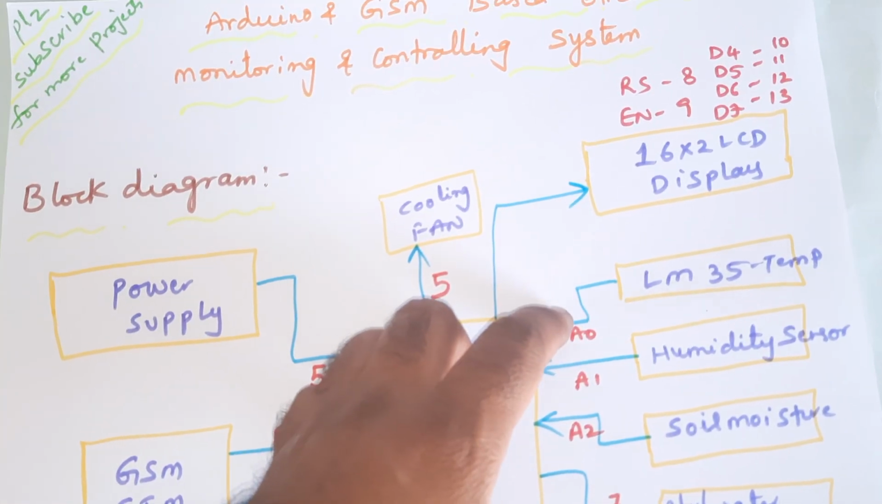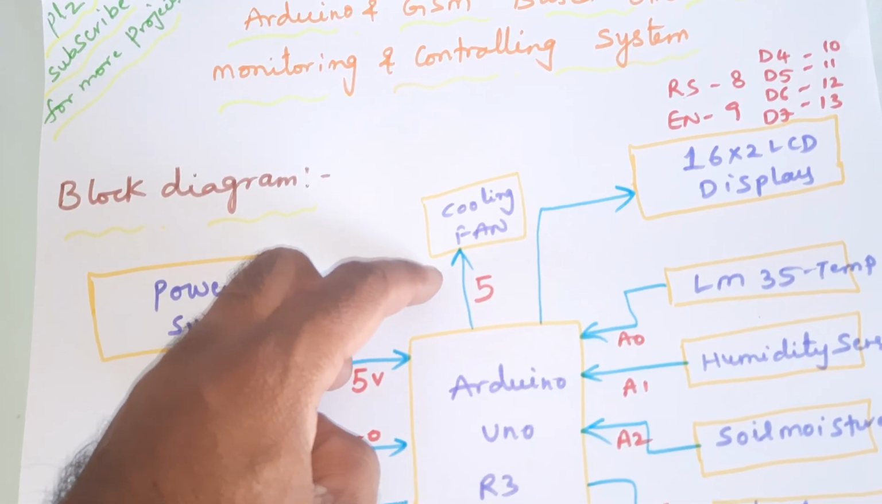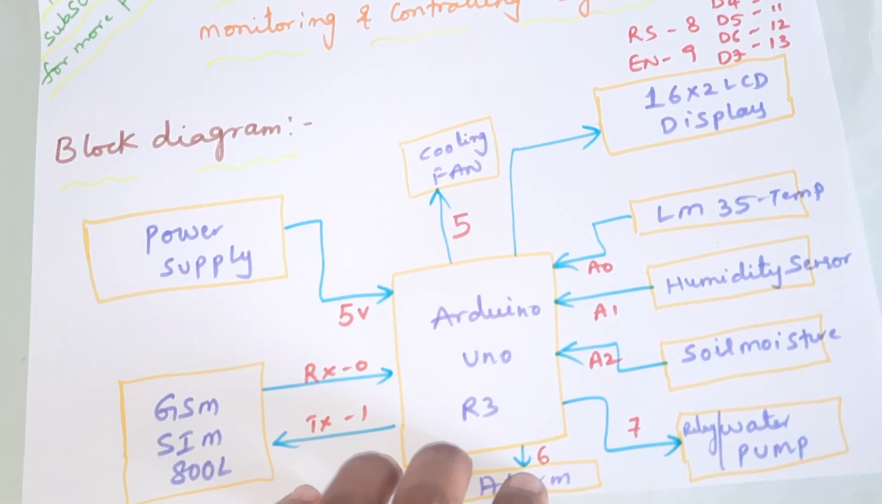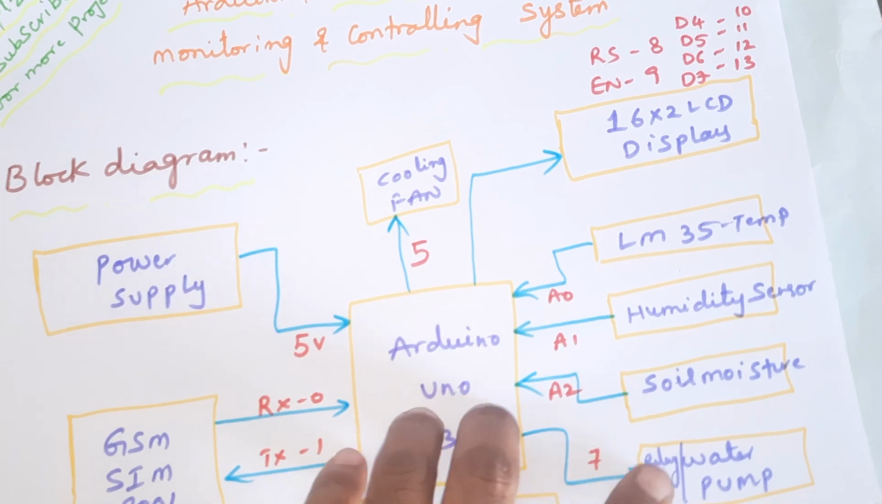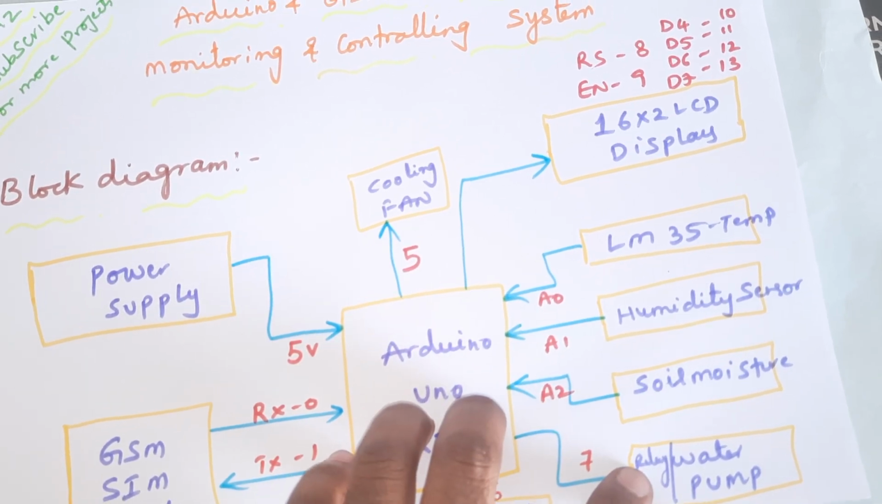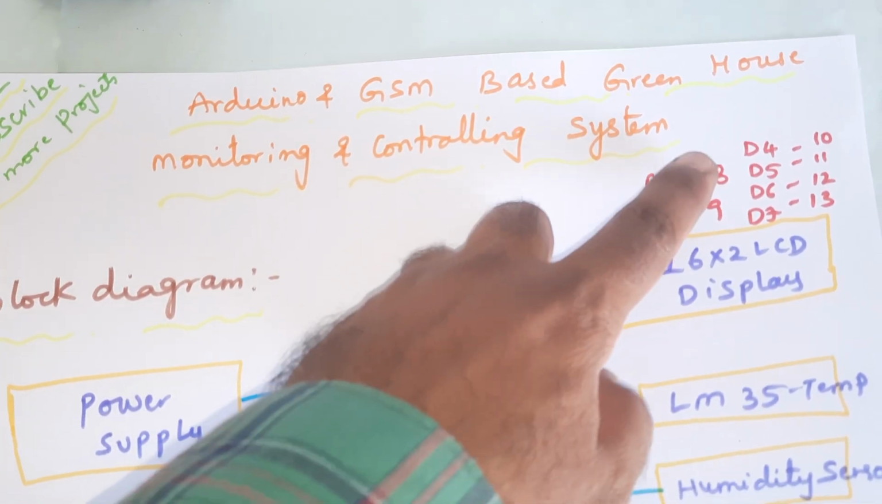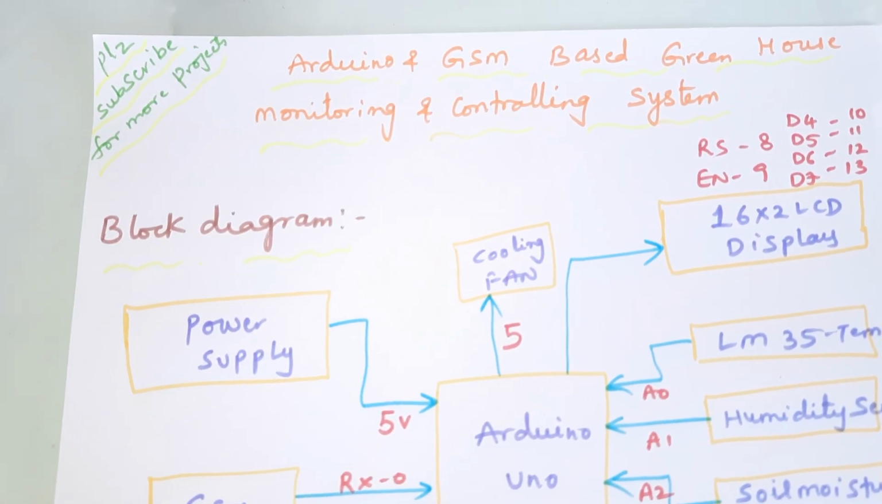If temperature crosses 60, the cooling fan should be on. If humidity crosses 60%, then the alarm should be on. If there is no soil moisture, the pump should be on. If moisture is detected, the pump should be off. The 16x2 LCD is connected to RS, enable, D4, D5, D6, D7, and pins 8, 9, 10, 11, 12, 13.